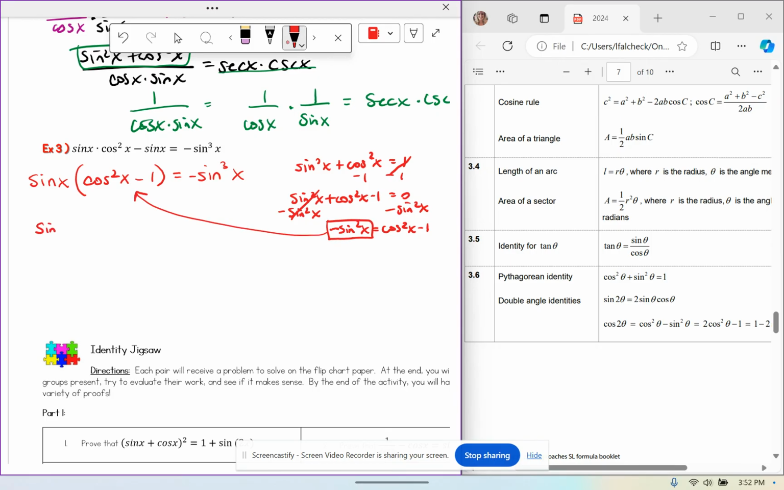So now I've got sine of x times negative sine squared x is equal to negative sine cubed x. Oh, sweet. Yes, that is 100% true. I'm going to multiply these together, move the negative out front, and I have shown what I wanted to show.